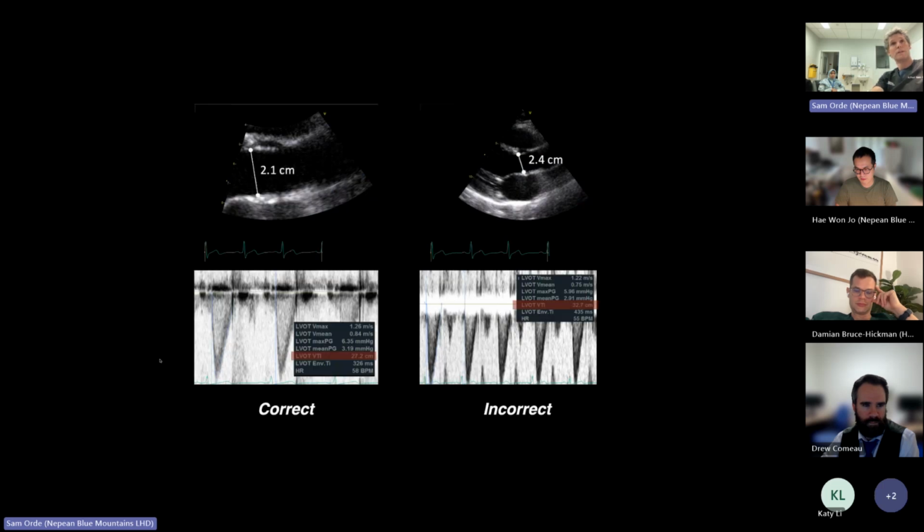Okay. This is just an example of how you can overestimate it. If I make a normal measurement, I get an LVOT VTI of 27. If I make a ridiculous measurement with bad gain settings and bad Doppler profile optimization, you can overestimate it quite a lot.